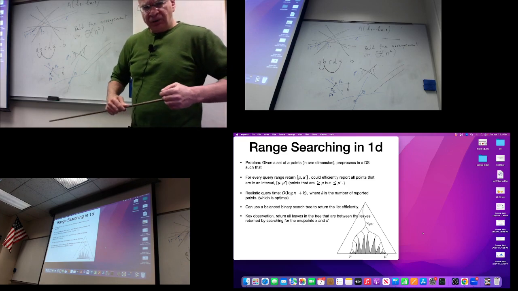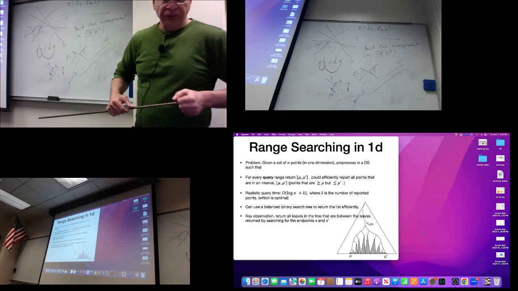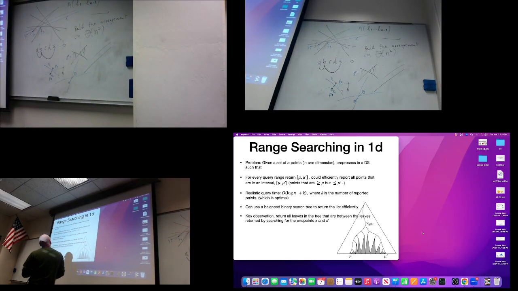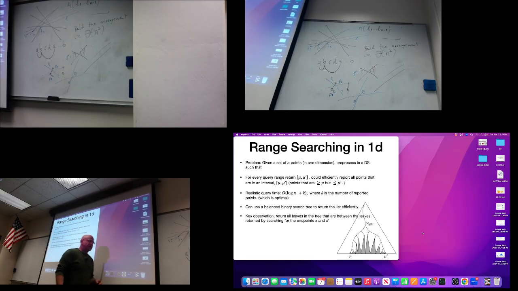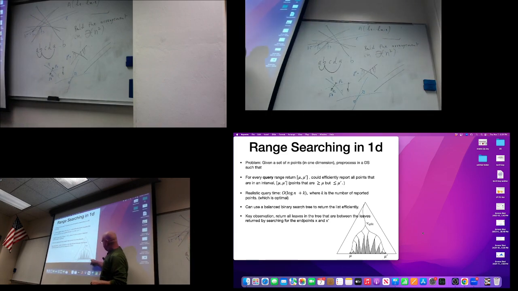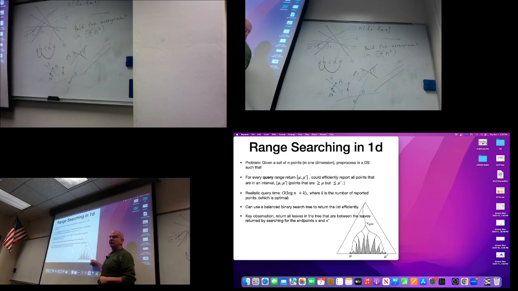Okay. So as a motivation, let's talk about range searching in 1D. So I have a set of points all on the x-axis. All my points are on the x-axis. And I will give you a query range. I give you some number, mu and mu prime, the cutest letter in the Greek alphabet, undoubtedly, mu and mu prime. And I want to know who are all the points that are between mu and mu prime.